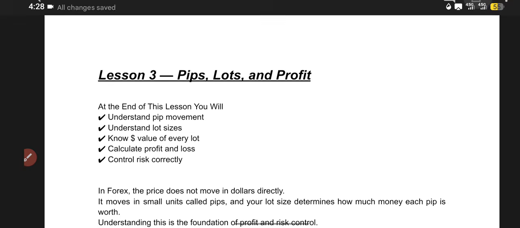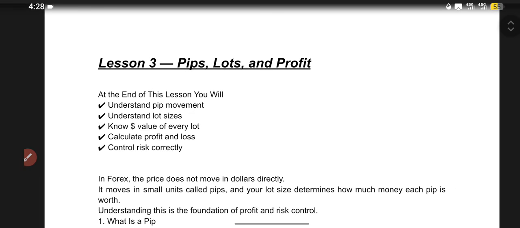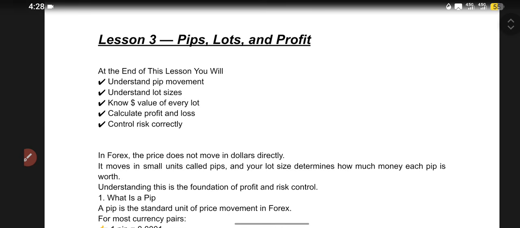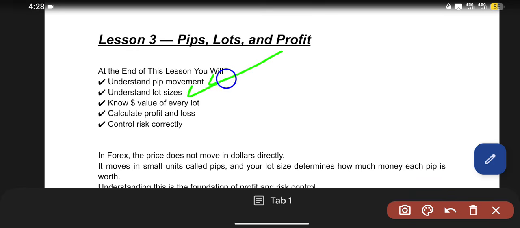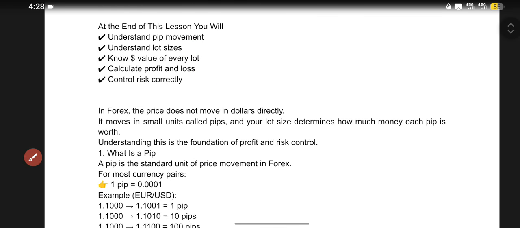Now, at the end of this lesson, you will understand pip movement, understand lot size, know the dollar value of every lot size, calculate profit and loss, and then control your risk correctly. Now let's dive into the lesson.